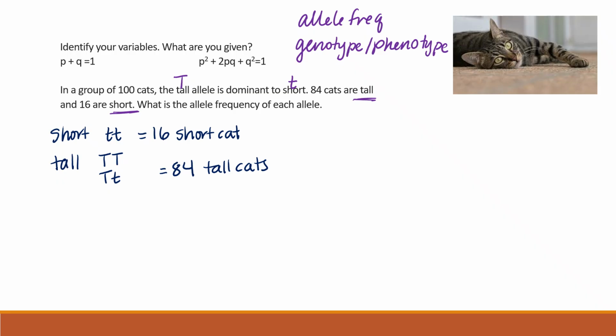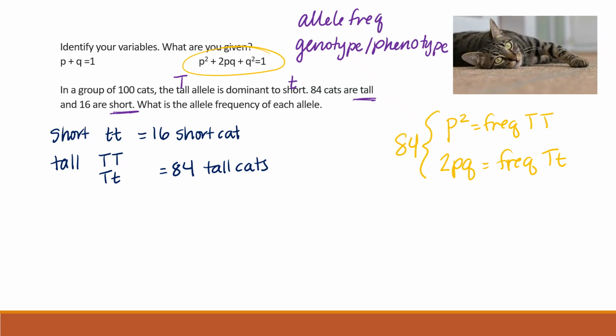So before we move on, let's just look at our genotype frequency equation. p squared would be the frequency of big T big T cats. 2pq is going to be the frequency of heterozygous cats. Now, we cannot tell the difference. All we know is that there are 84 total cats who appear to be tall, and they can be either one of these genotypes. So what we're really saying in here is p squared plus 2pq is equal to 84.